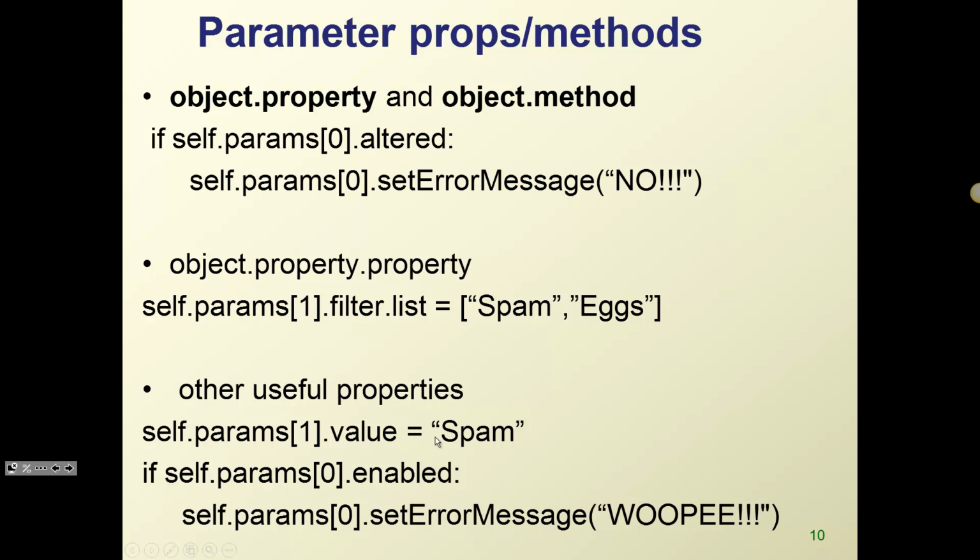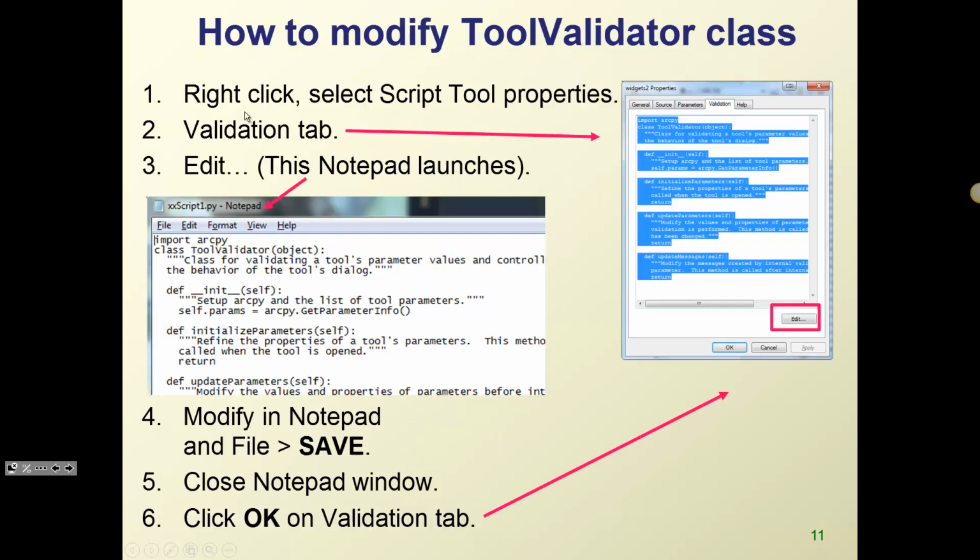This one is just setting the value of the parameter, and if the parameter is enabled, it gives you an error message that says, whoopee! So the thing with working with the tool validator code is you have to get to it from the script tool. So you have to open that script tool, right-click on Properties, get to that Validation tab, click Edit.